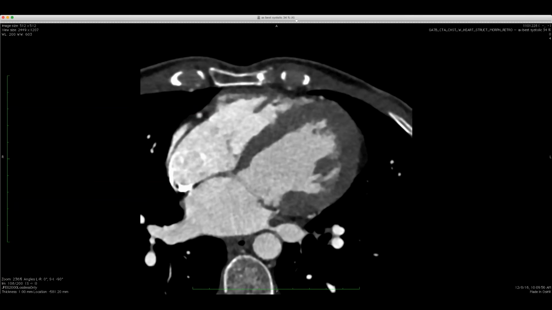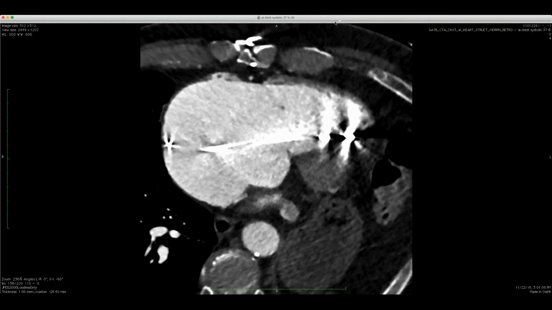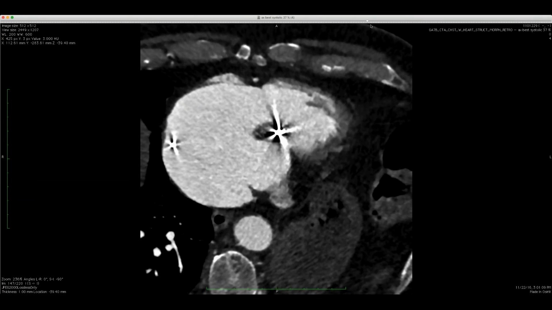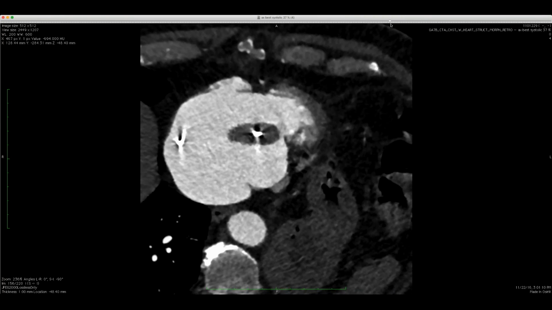And this is a patient who you can already see has a huge right atrium and right ventricle. There we go. Okay, so this patient has an absolutely huge right atrium, and the other chambers of the heart are enlarged too, but particularly the right atrium.